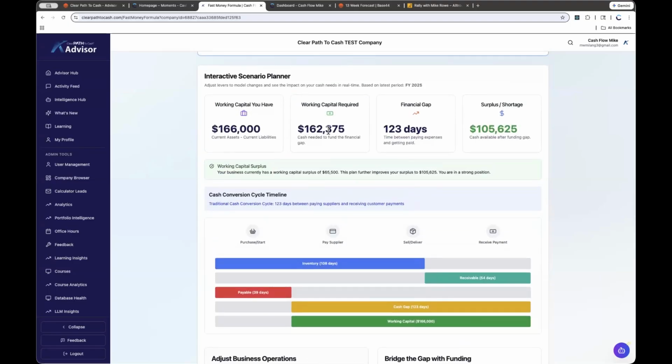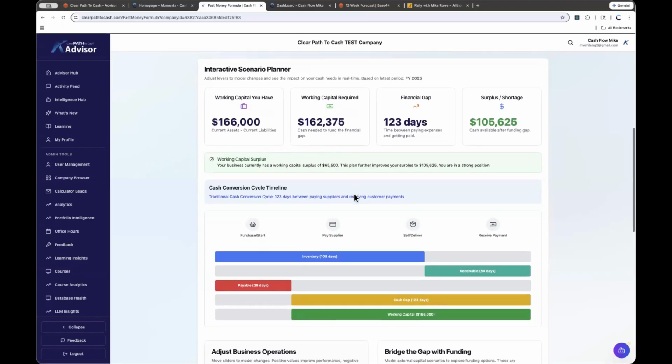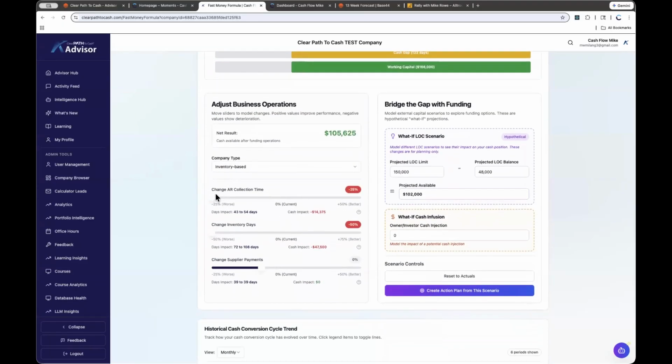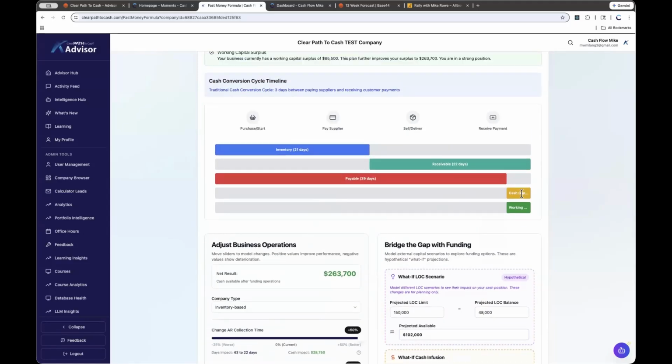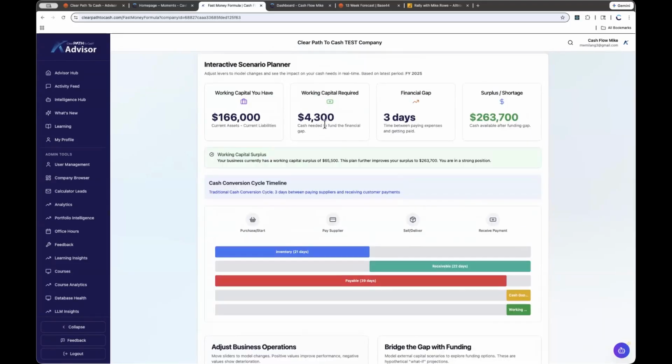You see how the number kind of came up now, right? It came up to 162 and it was at 100 because we made it worse. If we make it better, it takes less money to run your business. So not from current, but maybe I got better. Maybe I got better at inventory. I had less inventory. See what happens to the gap? It's smaller and it takes less money to run our business.